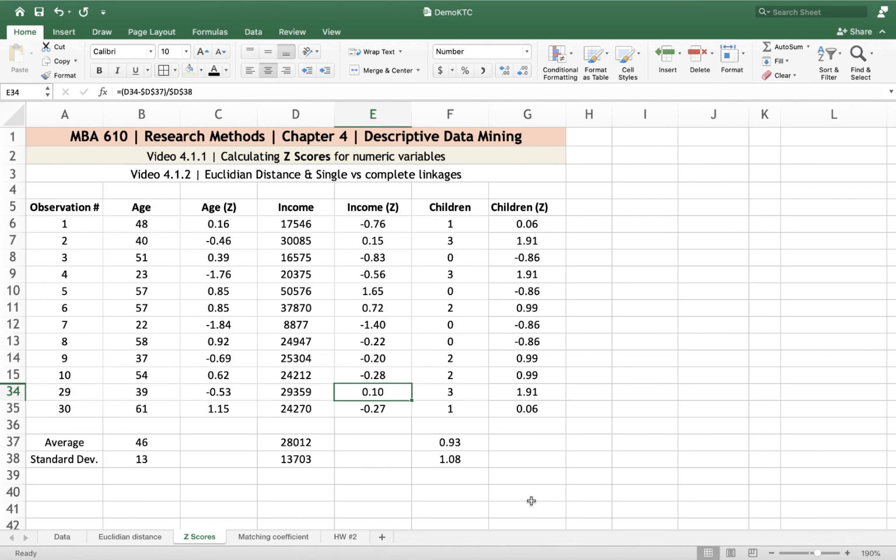So come back for the next video and we will calculate Euclidean distance and evaluate the difference between two observations using both single and complete linkages.